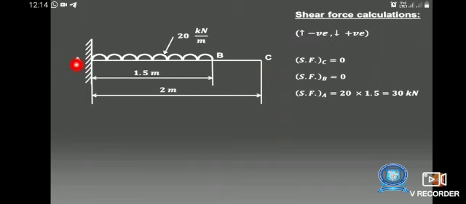There are 3 points, A, B, C. First of all, we take point C. Shear force at point C: no force is acting, so shear force at C is equal to 0. Next we calculate the shear force at point B. No load is applied there either, so shear force at B is equal to 0.